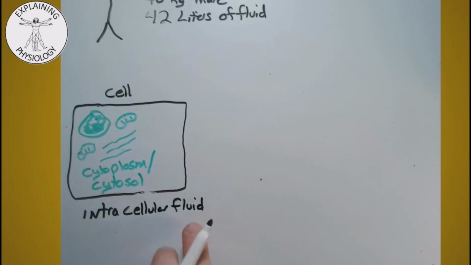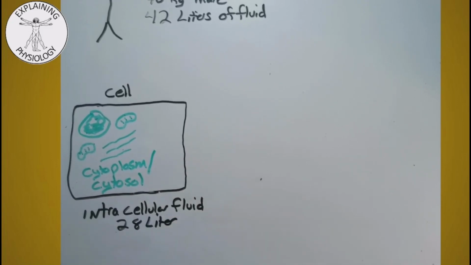And so within the cell, what we're going to have is intracellular fluid. So the intracellular fluid is going to be the fluid of the cytosol, or the fluid which is within the cell. And so roughly about 2/3 of the fluid within the body is going to be located within the intracellular fluid. It's going to be located inside of the cells. And so that's going to equate, in our example here, to about 28 liters of fluid.